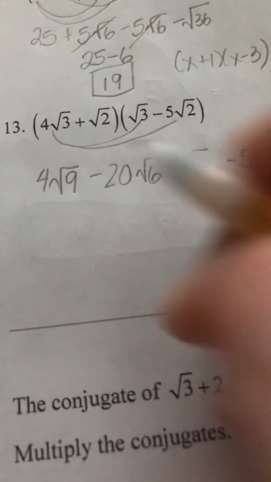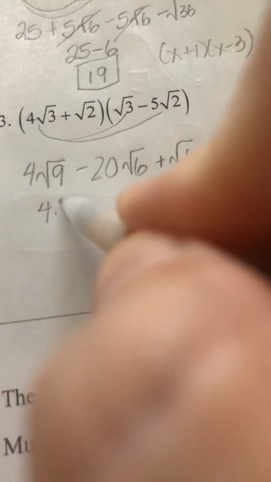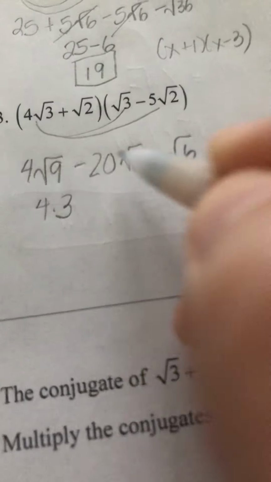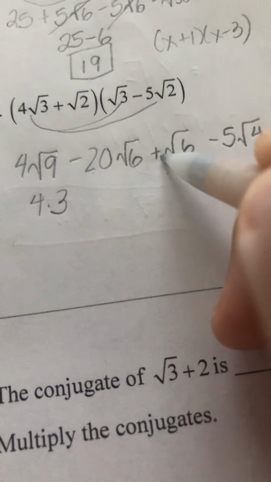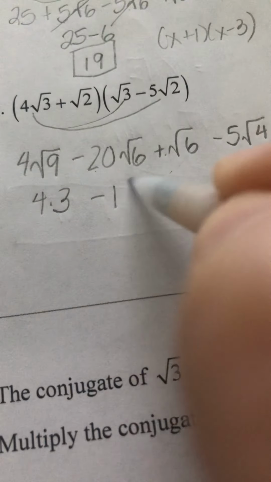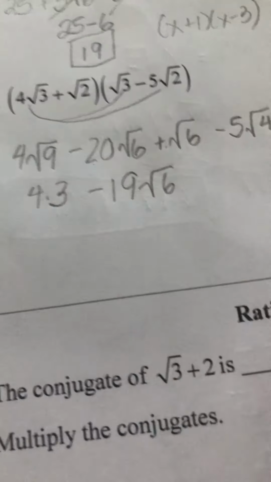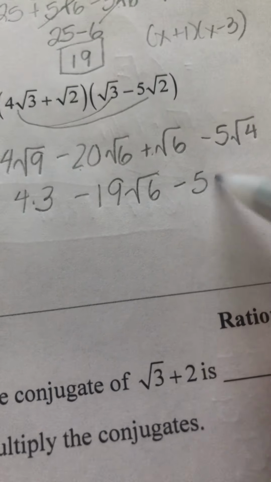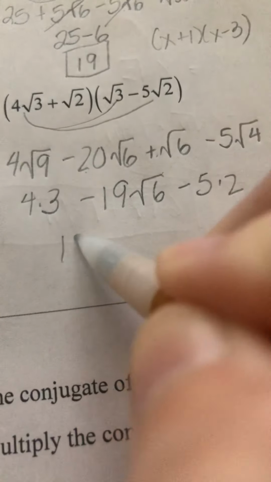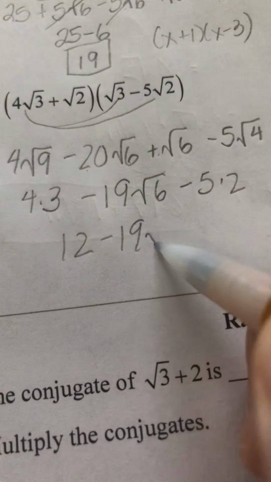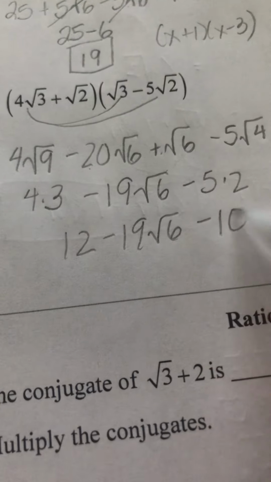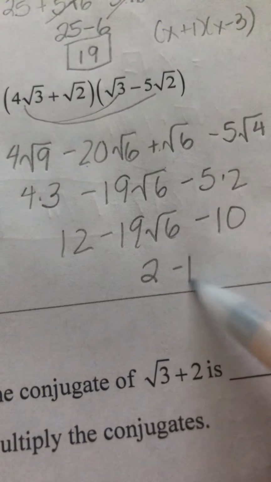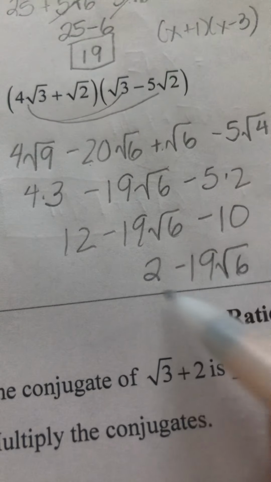Okay, so simplify. This is 4 times 3. Combine those, it's negative 20 plus 1. So it's negative 19 root 6. And then this is minus 5 times 2. So it's 12 minus 19 root 6 minus 10. So it's 2 minus 19 root 6.